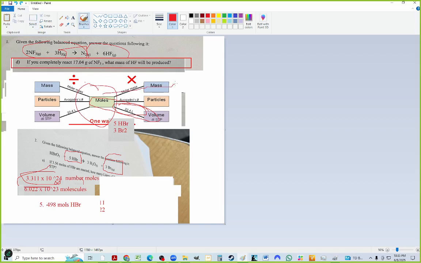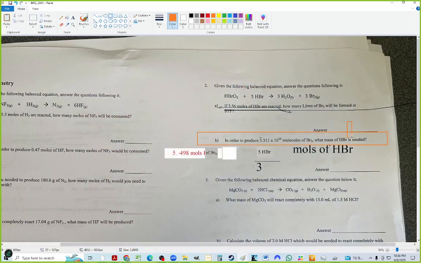Oh yeah. So what do we do? It's explained right here. How do we get to mass? You can see, for moles to mass, we multiply by the molar mass. Right. So we'd have to figure out the molar mass of HBr, which is 1 plus bromine.